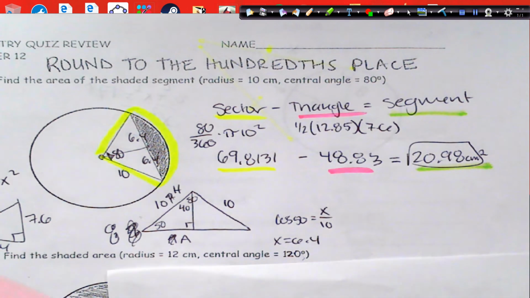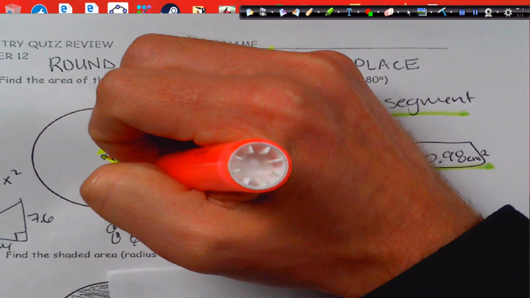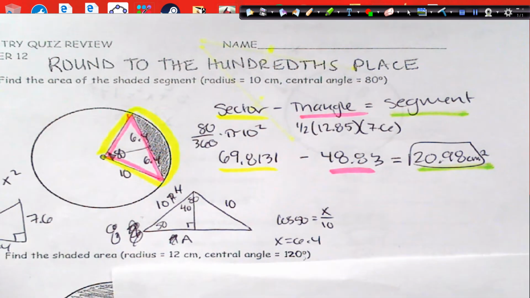Next, I had to find the area of the triangle, and this one was not for the faint of heart. Since we didn't have a 90 degree here, I had an 80 degree.